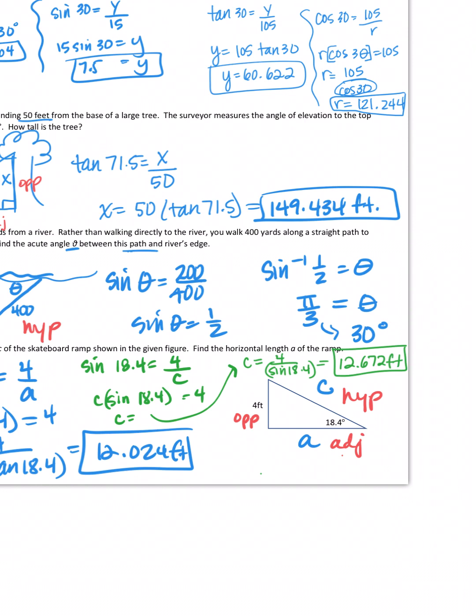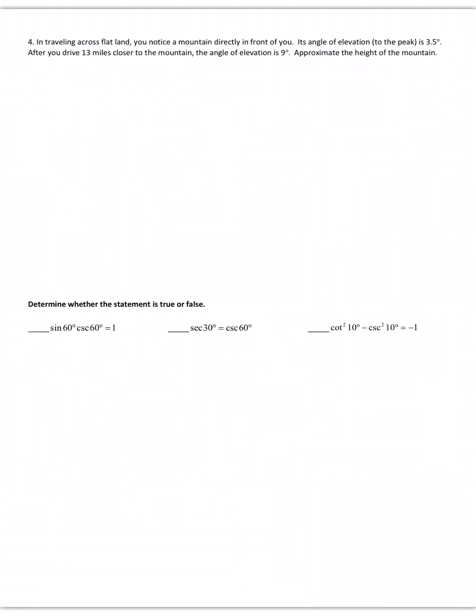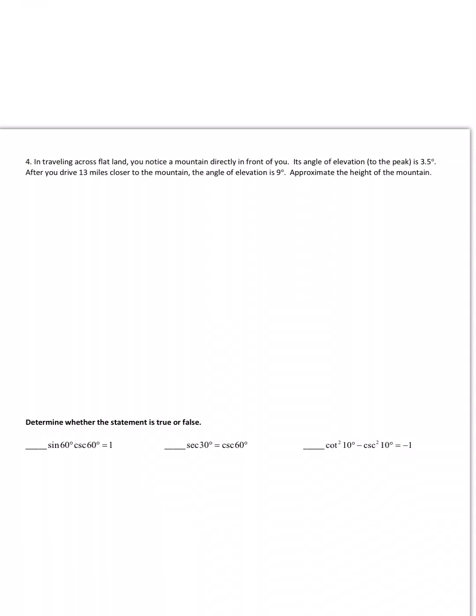Now let's look at our last problem. Okay, let's try this one out. In traveling across flat land, you notice a mountain directly in front of you. Its angle of elevation to the peak is 3.5 degrees. After you drive 13 miles closer, the angle of elevation is 9 degrees. So you have to look a little higher. Approximate the height of the mountain.